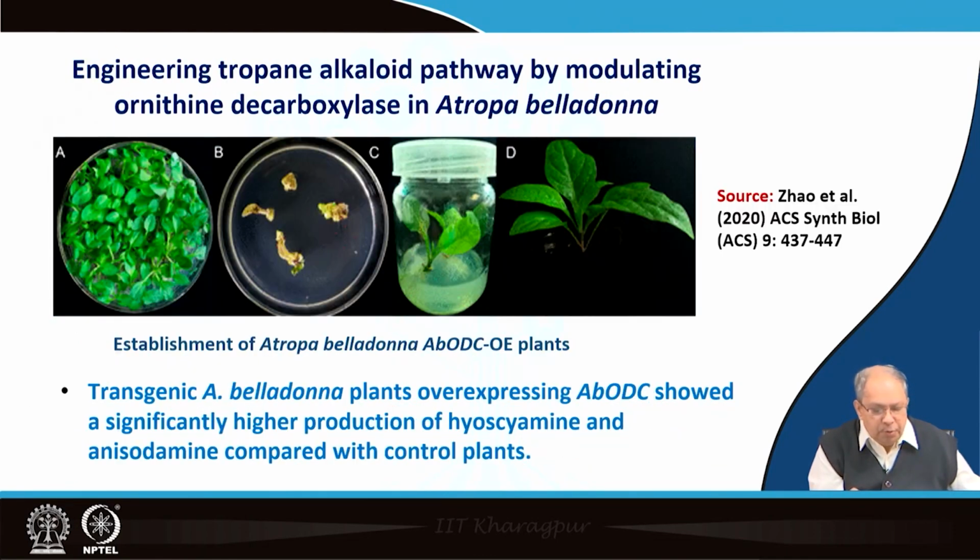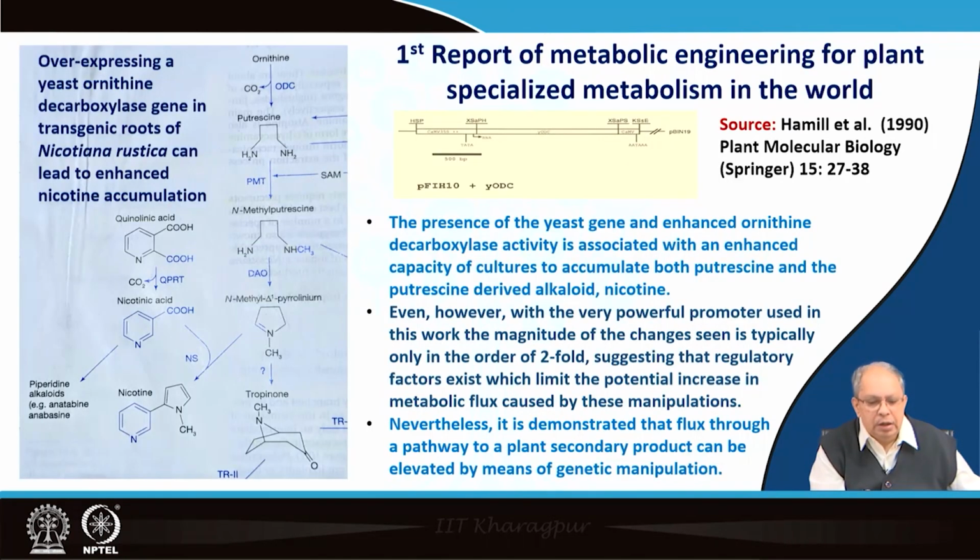Similarly, they also attempted to make transgenic plants, and the transgenic plants also showed similar results, that is higher production of hyoscyamine and anisodamine. Anisodamine is nothing but hydroxyhyoscyamine, that is renamed as anisodamine. So, that is produced in transgenic plants of Atropa belladonna expressing ODC.